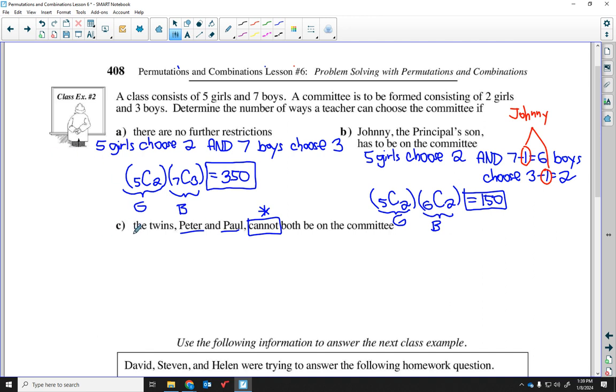So we're going to say Peter and Paul not on the committee is equal to all combinations. Now, just to point out right here, we don't need to calculate this again because it's all combinations with no restrictions, aside from the restrictions identified to form the committee in the first place. So this is going to be the same as the answer in A. So we'll just say calculated in A.